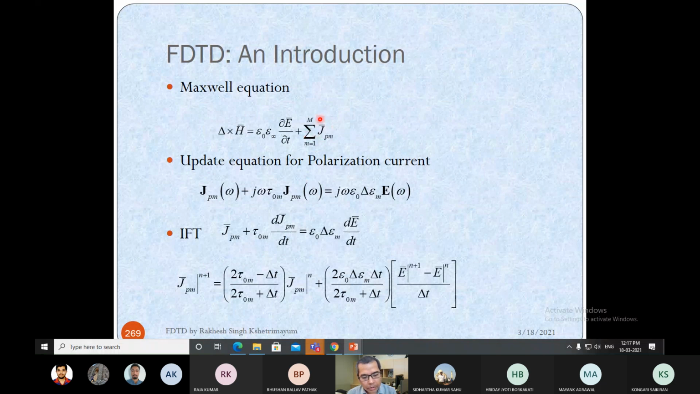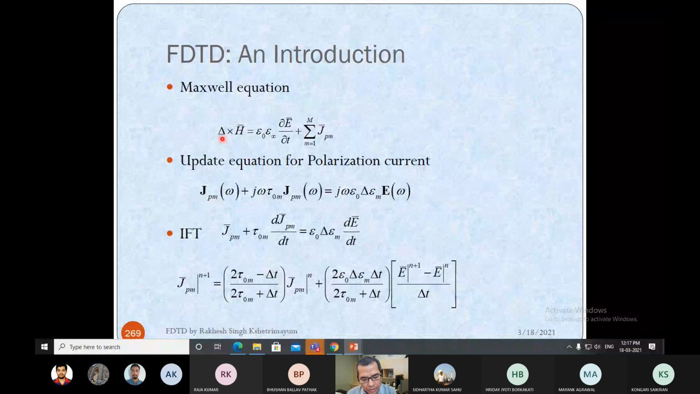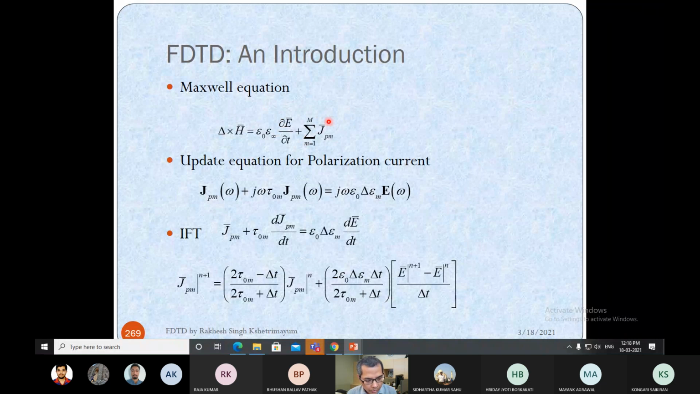Why do we need the update equation for polarization current? Because in the Maxwell equation, curl of H is equal to this, which is the displacement current, and this is the polarization current. So we have contributions from both the displacement current and the polarization current, because we are applying some external field to the medium. So we'll also have some polarization field. Because of that, we'll have polarization current.